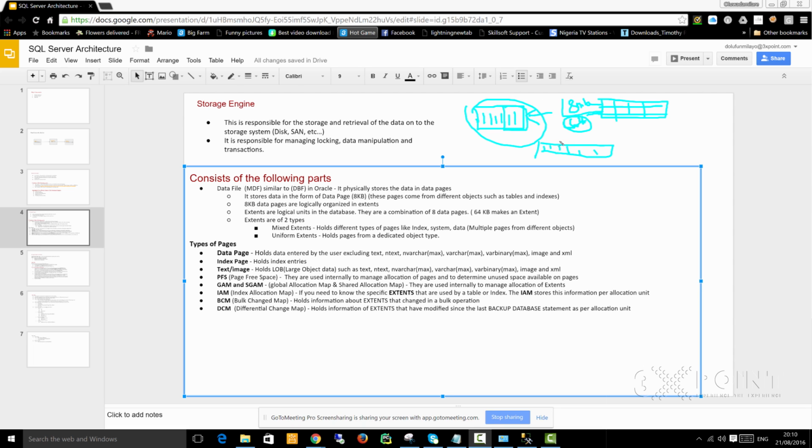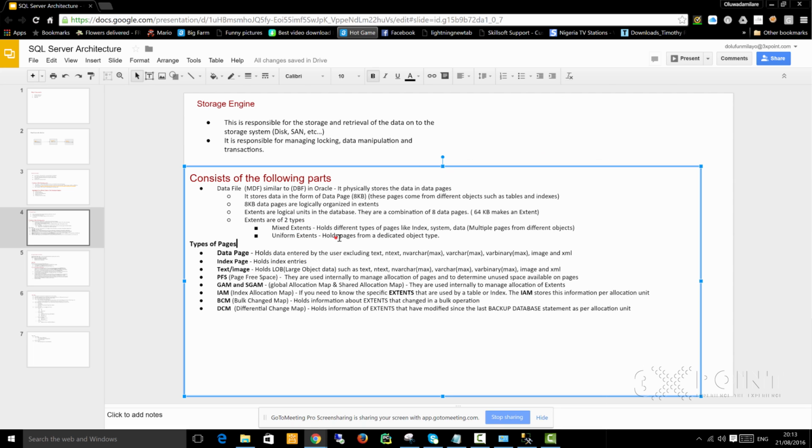But there are some other ones where all the pages inside the extent are contiguous, meaning everything belongs to the same object. That's the one that is uniform. That's why I've written here that uniform extents hold pages from a dedicated object type. It could be an index, it could be a table, it could be anything.